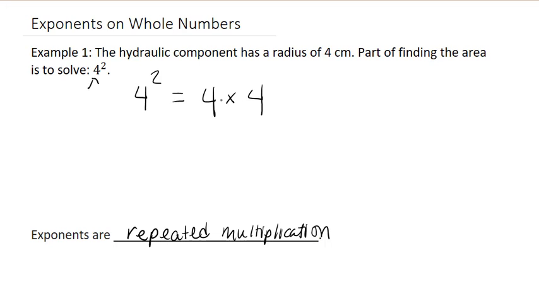And so in this problem, we have 2. So for this problem, 4 times 4 is equal to 16. And then we would put centimeters squared because we have 4 centimeters times 4 centimeters. Now let's move on to another example.